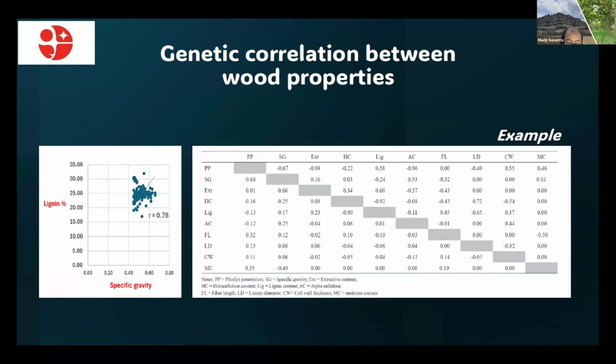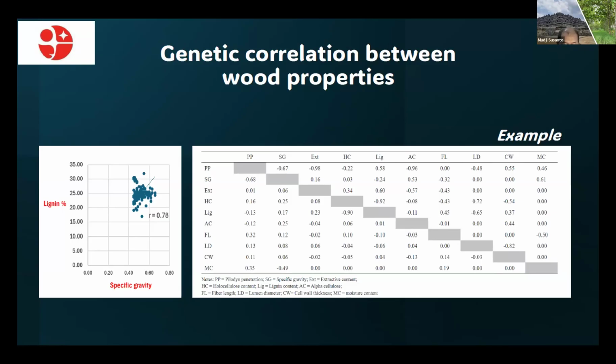Optimizing breeding strategy. By knowing the genetic correlation, breeders can design strategies to either exploit these correlations or minimize their impact. Identifying trade-offs. Genetic correlation can highlight trade-offs between desirable traits. For instance, there might be a negative correlation between growth rate and wood quality, meaning that improving one might come at the expense of the other.